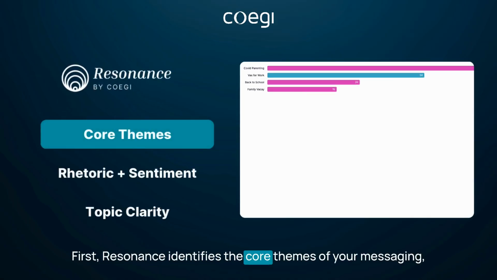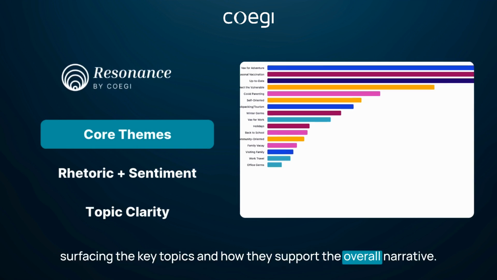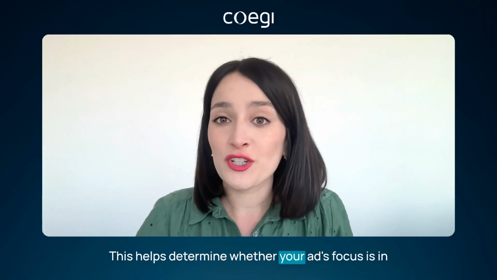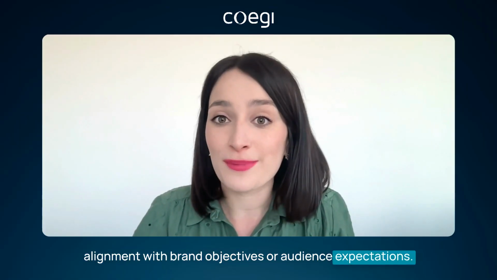First, Resonance identifies the core themes of your messaging, surfacing the key topics and how they support the overall narrative. This helps determine whether your ad's focus is in alignment with brand objectives or audience expectations.